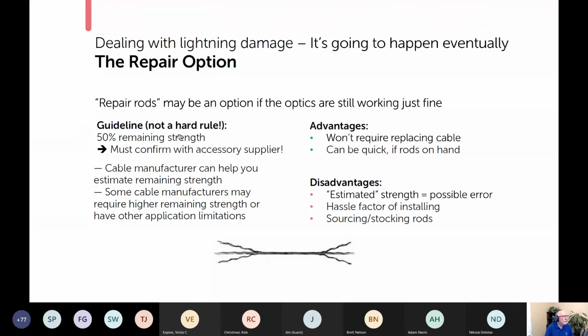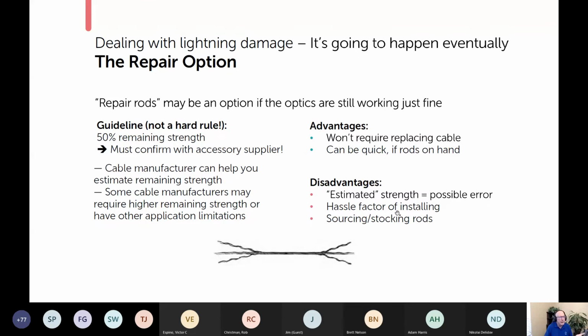There are guidelines for them. In general, you need to have 50% of the rated remaining strength of the cable. And you have to confirm what the specific guidelines are with the accessory supplier. So whoever makes these rods has to tell you what their rules are. The disadvantages are you have to work with your supplier to get an estimated strength, and there is possible error in that for all the reasons we talked about before.